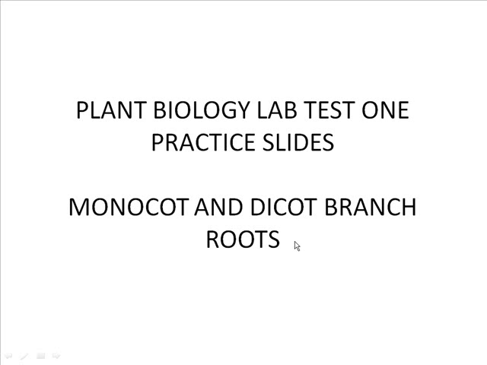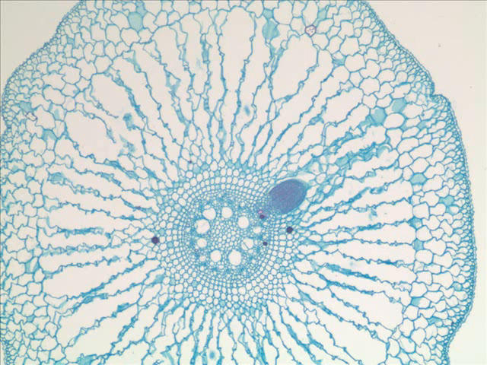All right, we're looking at monocot and dicot branch roots. First thing, or not first thing, but one thing you'd have to be able to do, in all probability, on your lab test is recognize whether you're looking at a monocot or dicot. Which is this? It is what? Monocot. How do we know?